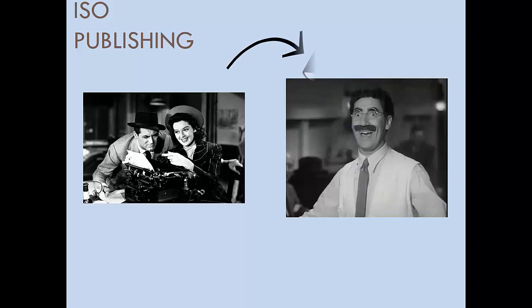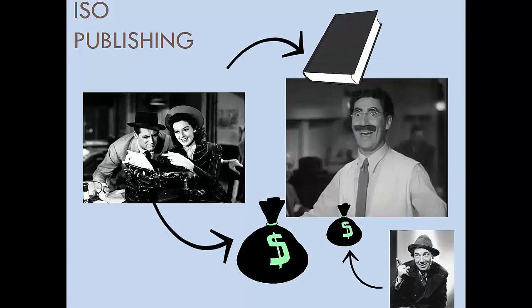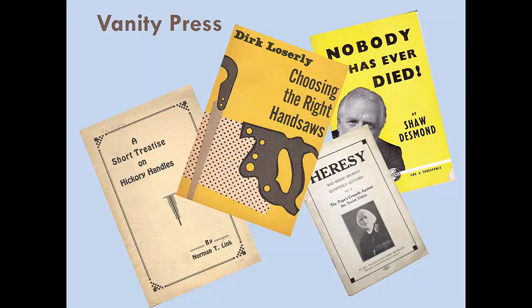Now, the ISO publishing model is a little bit different. The authors give the book to ISO, they get the money from the audience, and then they take money from the authors too. So the authors pay for the privilege of writing the ISO standard, which ISO then publishes and keeps the profits. This is what's called a vanity press.